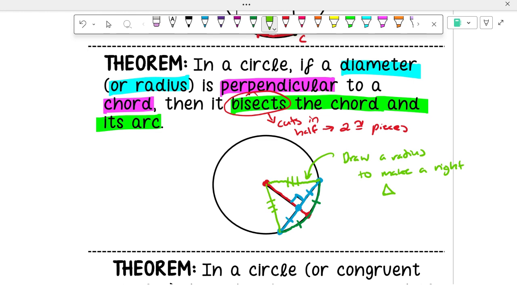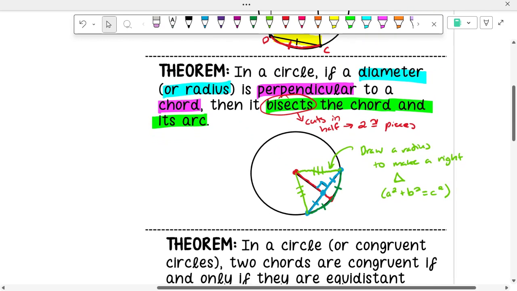If I was asked to find some segments, what do you think I would use? Finding segment lengths with right triangles, what do we typically use? The Pythagorean theorem. Good. So you will see some problems similar to this where you will have to use the Pythagorean theorem. So it's just a good idea to note that. A squared plus b squared equals c squared.